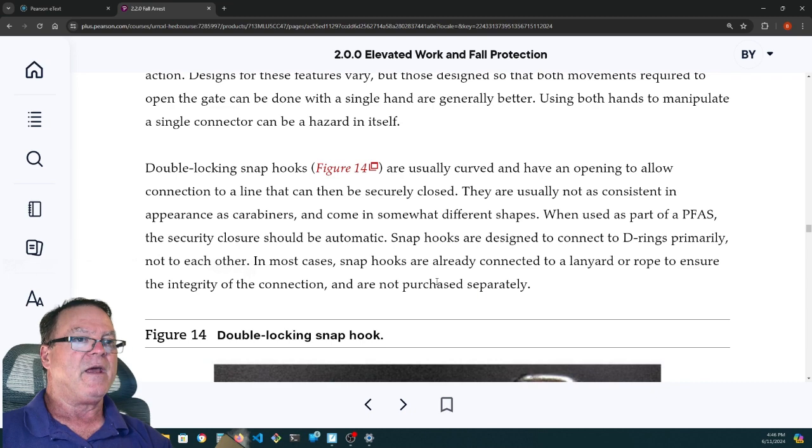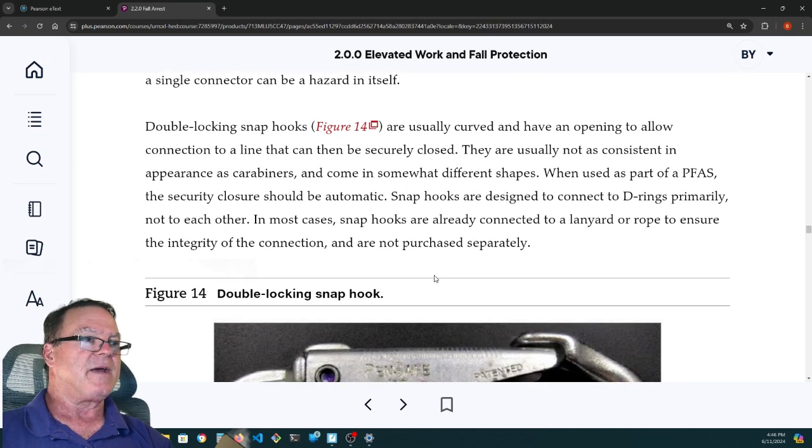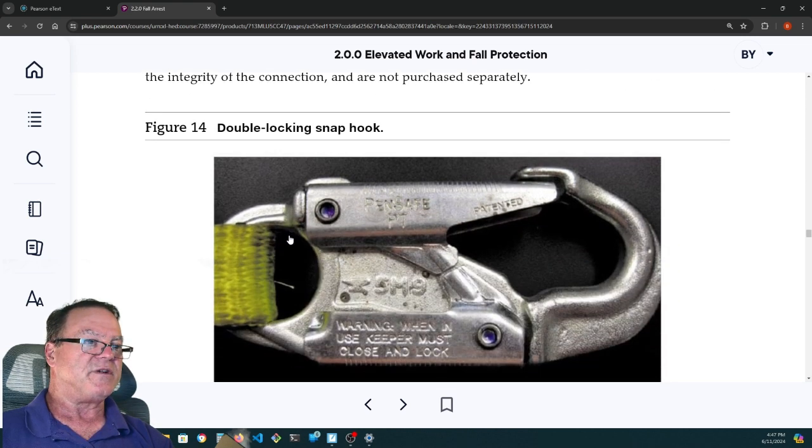All right. Double locking snap hooks. Yeah, they're usually curved and have an opening to allow connection to a line that can be securely closed. It usually takes two actions to open these. They're usually not consistent in appearance as a carabiner and come in somewhat different shapes. When used as part of the personal fall arrest system, the security closure should be automatic. Snap hooks are designed to connect to D-rings primarily, not to each other.